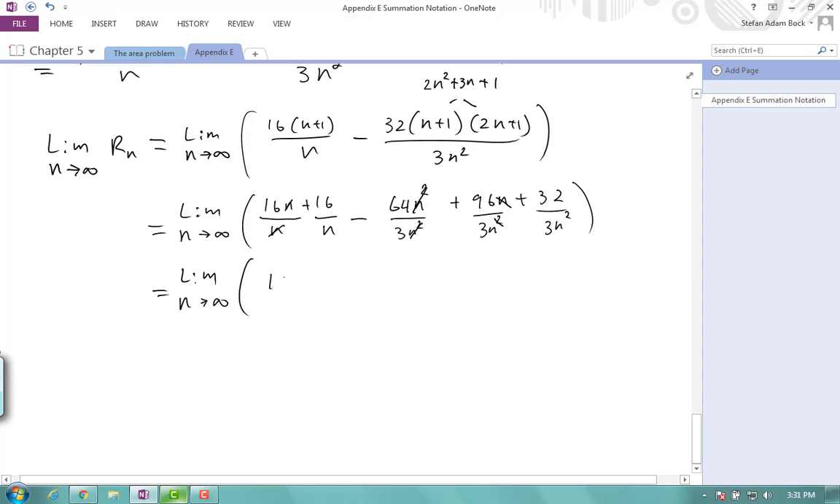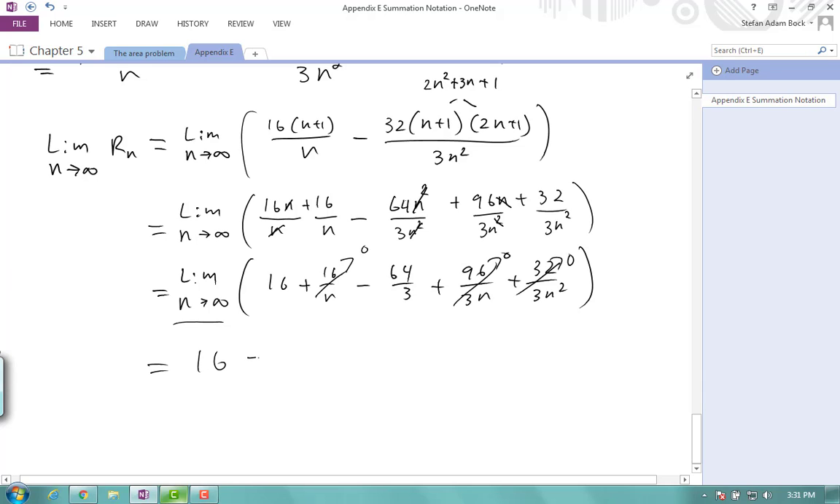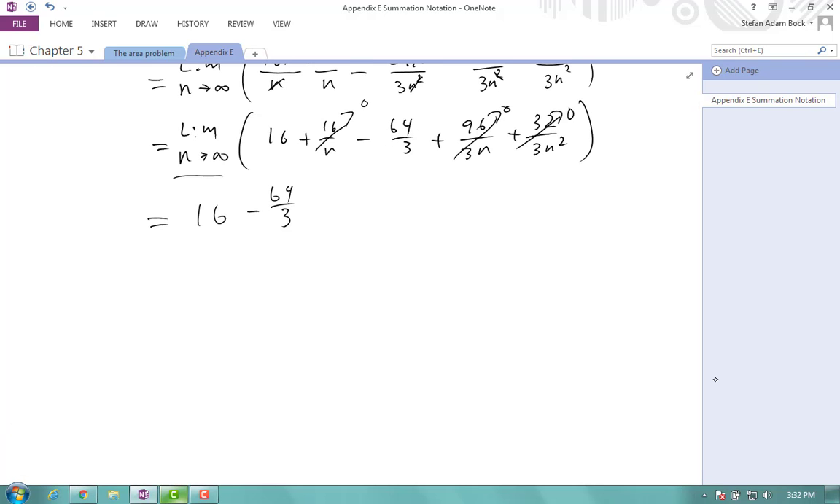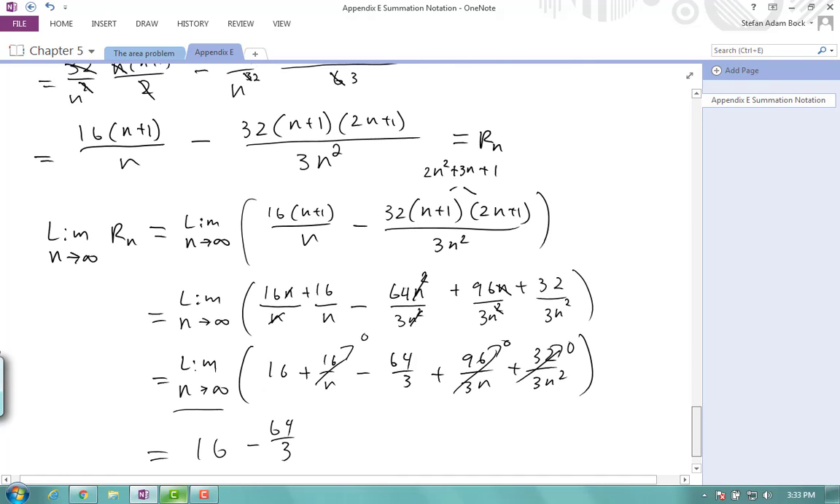So it looks like I have 16 over n minus 64 thirds plus 96 over 3n plus 32 over 3n squared. And as n goes to infinity, that goes to 0, that goes to 0, that goes to 0. I'm left with 16 minus 64 divided by 3. I'm beginning to get a little concerned because I think this number is not right, so I'll have to go check on it. This is equal to 48 over 3 minus 64 over 3, but that's equal to negative 16 over 3, which doesn't make sense because this was supposed to be an area. So let's go back and try to find where I made a mistake in this mess.